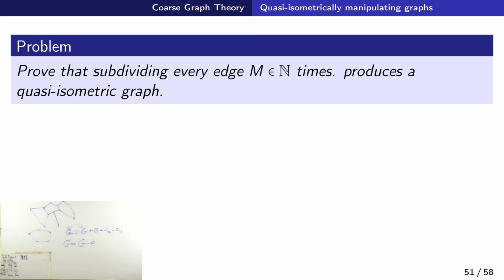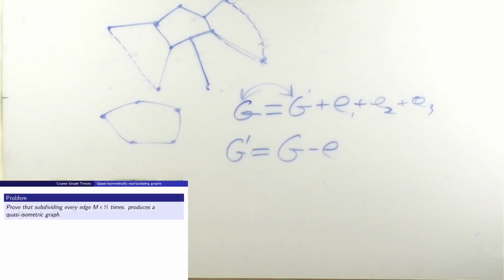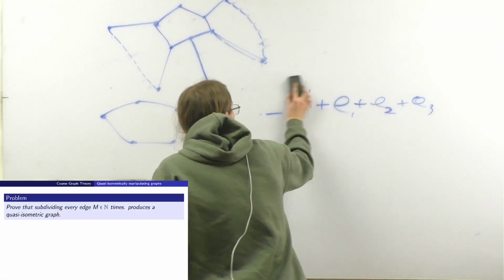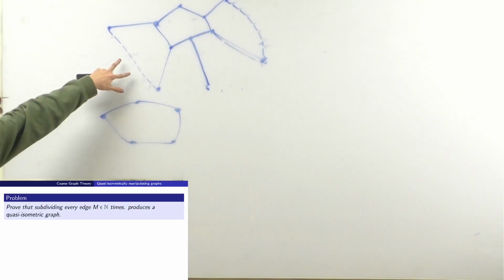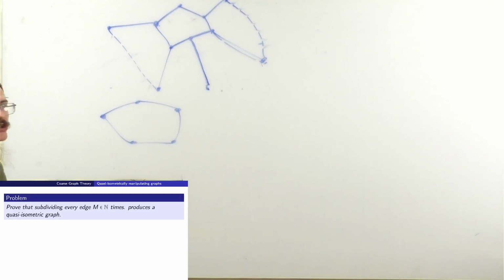Okay, I don't know what I was reading earlier because this is the first one I started with. Subdividing every edge a bunch of times. So we have a graph. We're going to take... here's a graph. We want to subdivide every edge m times. What is m? Some natural number. And we want to prove that that produces a quasi-isometric graph.